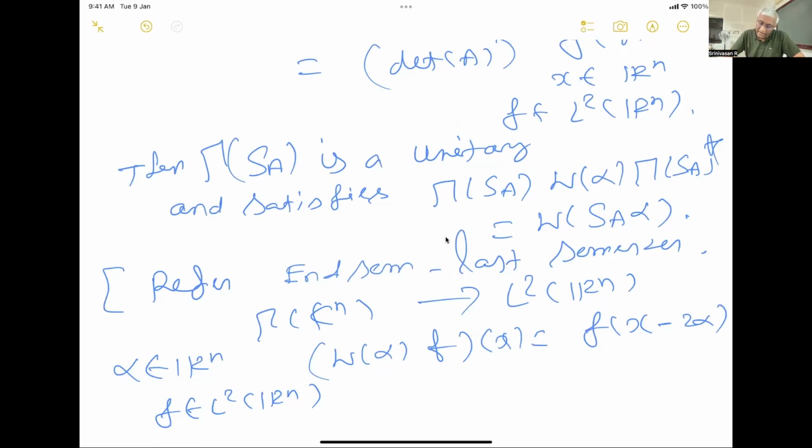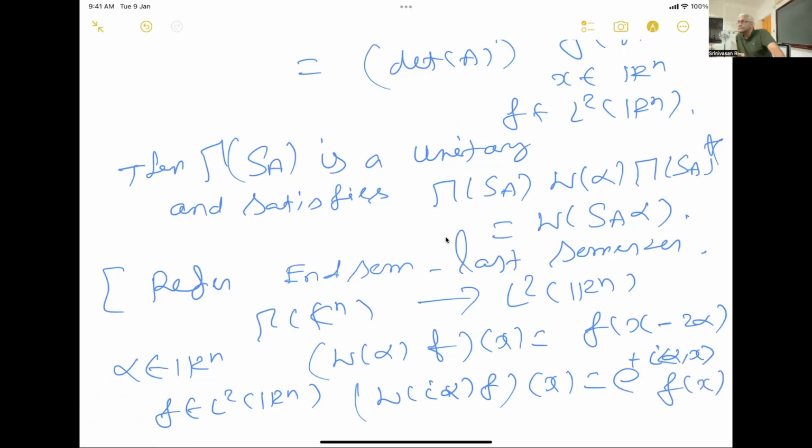On the other hand, W of I alpha, I'm using the same alpha, acting on f at x, will be e power I alpha inner product alpha x. This is the real inner product. There is no minus, I think, there's plus, times f of x. It is just direct verification. You use the definition when alpha is real, and I alpha is purely imaginary. This is how the Weyl operator acts.